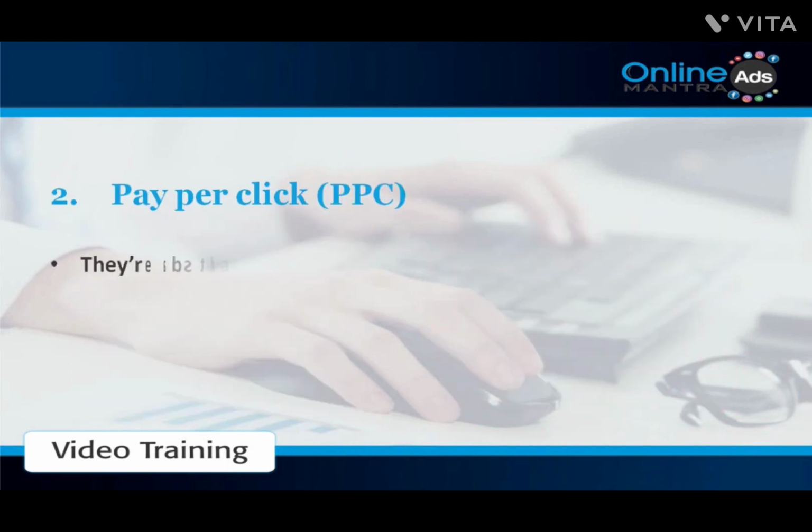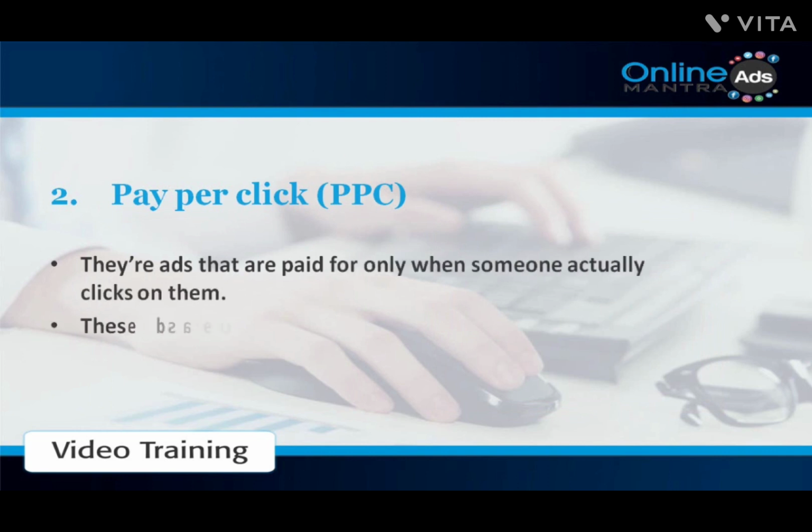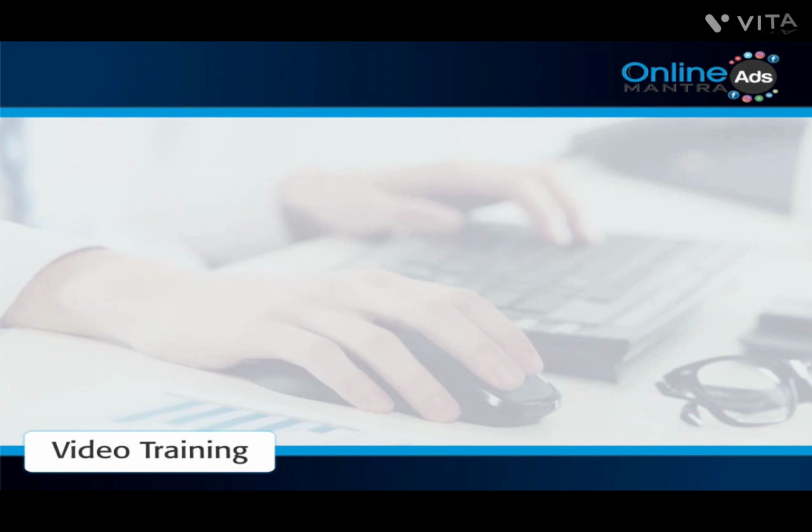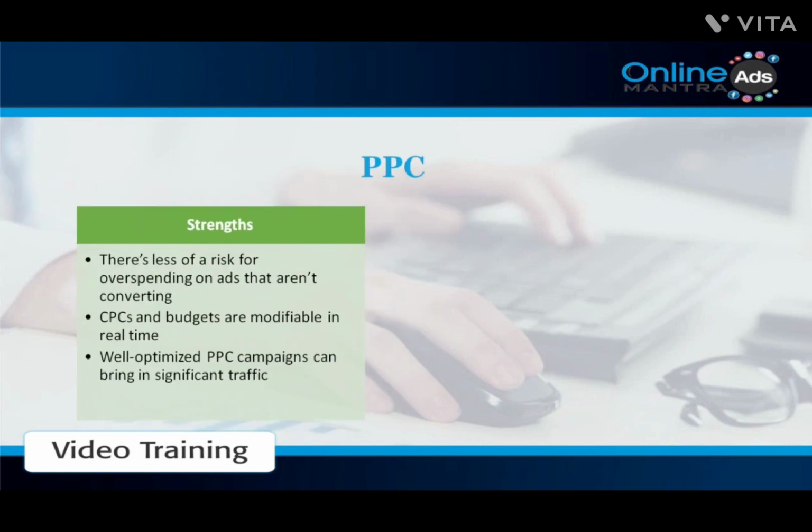Number 2, pay-per-click. They're ads that are paid for only when someone actually clicks on them. These ads are usually shown in text form. The market value of the keyword you are interested in determines the PPC rate. PPC strengths. There is less of a risk of overspending on ads that are not converting. CPC and budgets are modifiable in real time. Well-optimized PPC campaigns can bring in significant traffic.